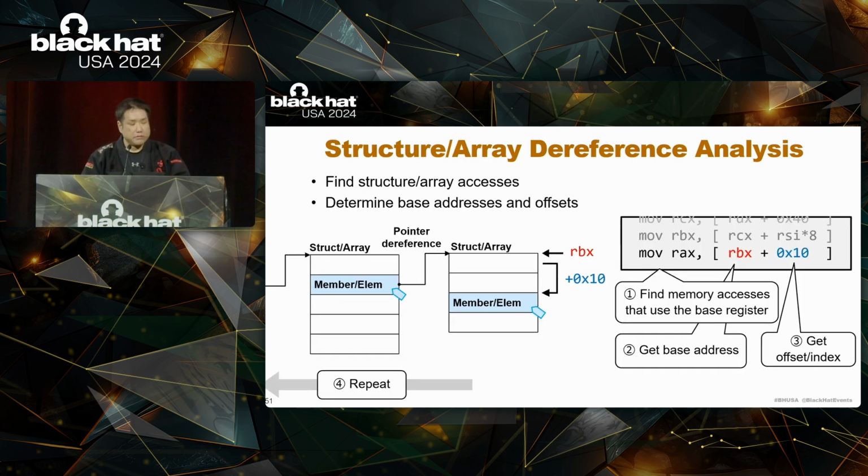To prepare for it, we explain how a structure member or an array element is dereferenced in binaries. They are dereferenced by using an offset or index from the base of the structure or array. Because the base register always points to the base, we first find the memory accesses using the register and get the base address from it. We then get the offset or index with easy mathematics around the memory access operands. By repeating these steps, we can analyze the dereferences in structures and arrays.